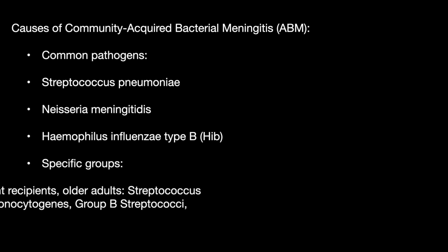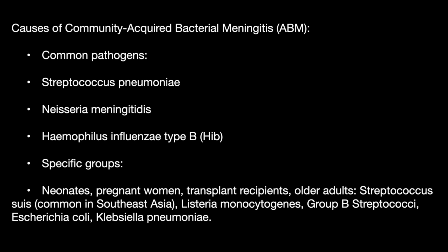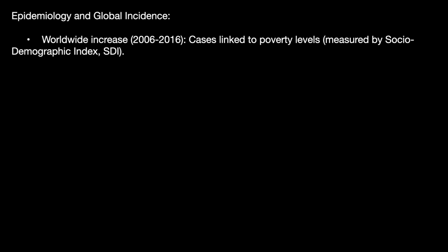Now, in specific groups like neonates, pregnant women, transplant patients, and older patients, you can have other organisms like Streptococcus suis, Listeria monocytogenes, Group B Streptococci, E. coli, and Klebsiella pneumoniae. Regarding the epidemiology and global incidence, worldwide there has been an increase.